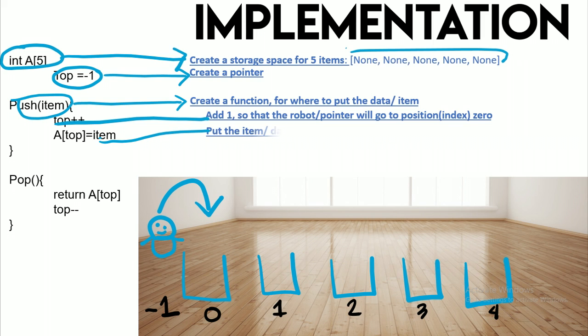Now, when we want to push, or let's say add an item, the robot will drop that item on that specified location. In this case, since the robot is already on spot number 0, it will put that item on spot number 0, or in box number 0.